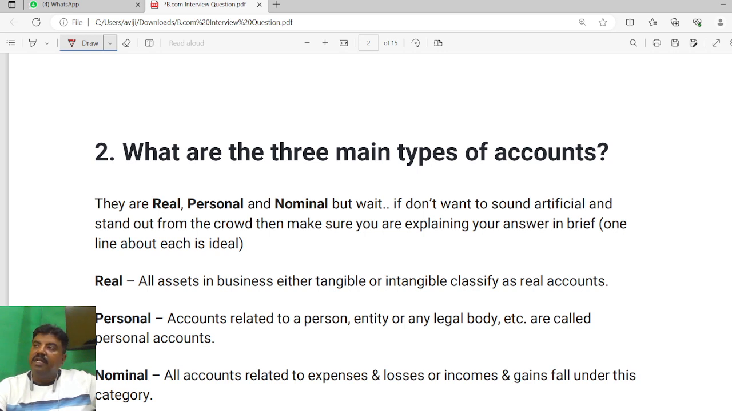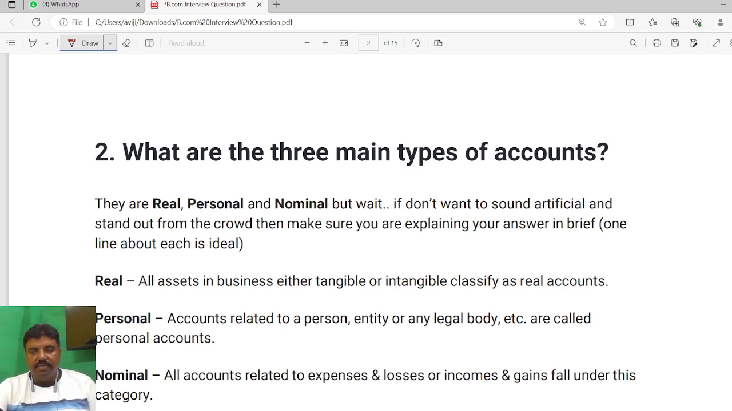So when we talk about real account, examples of real are plant, machine, building, furniture, motor car. These are the examples of real account. Personal account is the name of any person, Mr. Ram, Mr. Sham, any organizations like Tata Capital, Vaishnadevi Realty, Tirupati Enterprise. These are the examples of personal account. And nominal account, all expenses of the business like wages, salary, and income like sales, commission received, discount received. Those are the examples of nominal account.